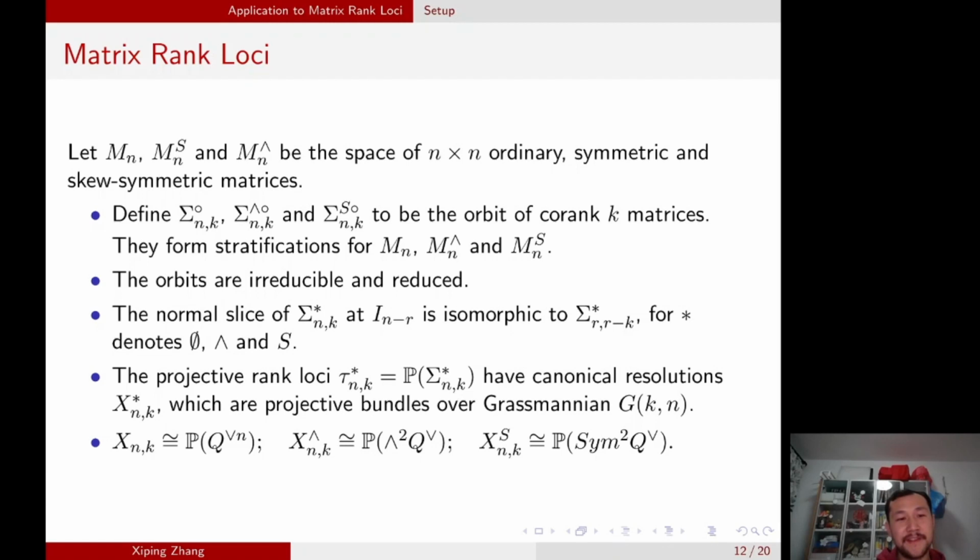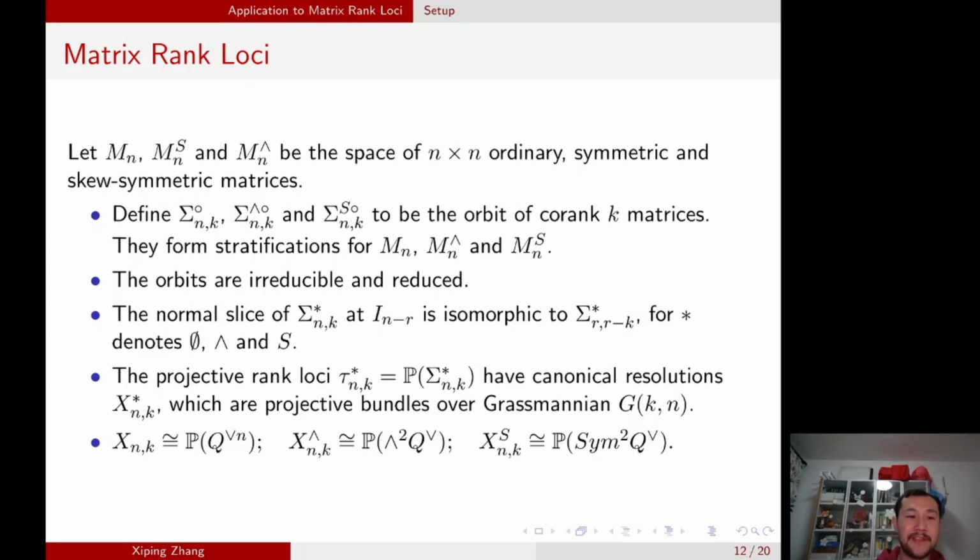So the key point is the third property here, the normal slice property, which means that if you take size n and corank k matrices, and you take a normal slice at a point, you will get the normal slice to be isomorphic to the size r and corank r minus k matrices. So this actually tells you that the local obstruction of a bigger size matrix at the stratum is equal to the local obstruction of a smaller size matrix. So this reduces the number of variables from the previous algorithm, and thus we can use less information to obtain that, as we will see later.